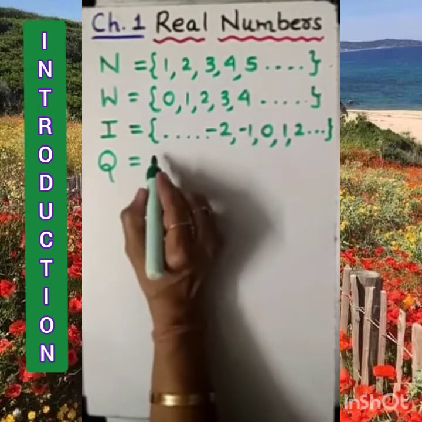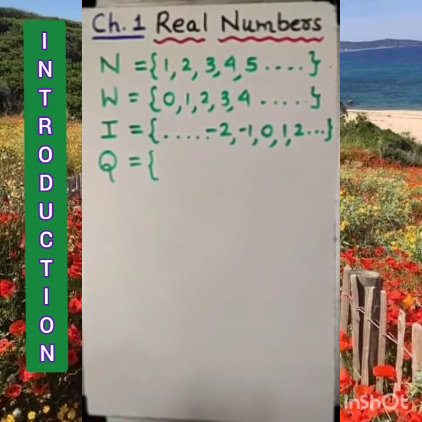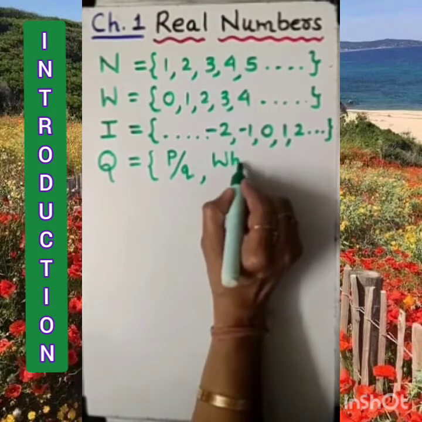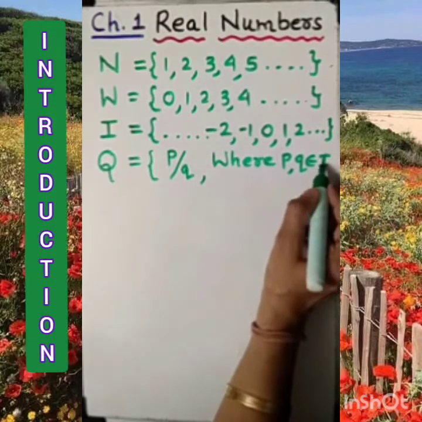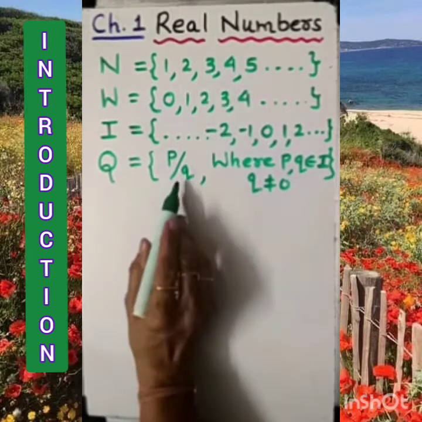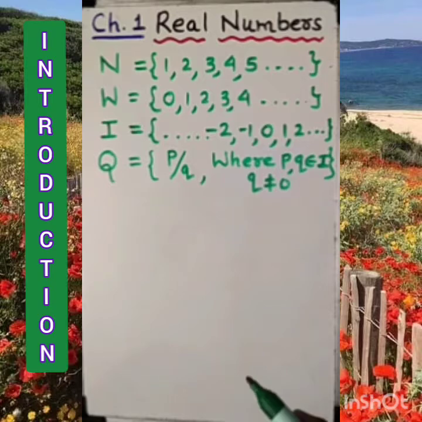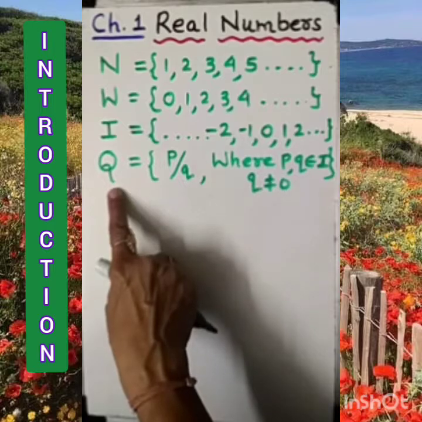Now, which numbers are there? We can't list them out as with N, W, and I. We can just put it in a symbolized form, p by q, where p and q are members of the set of integers I, and one more condition, q not equal to 0. What is q here? q is the denominator. So the denominator should not be 0. That is the major condition. All the fractional numbers are included in the set of rational numbers.